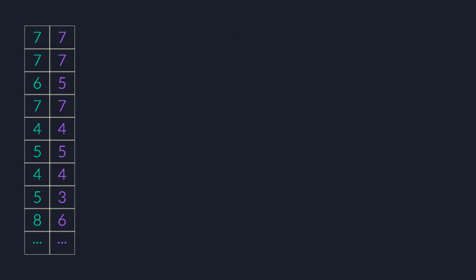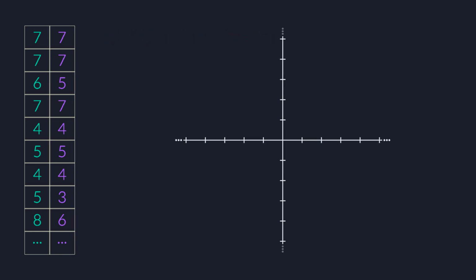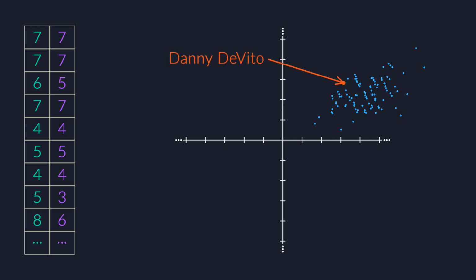If we plot this data in a 2D plane, it might look something like this. We have lots of individual measurement points with their height on the horizontal axis and their shoe size on the vertical. Each dot on the screen is a person.